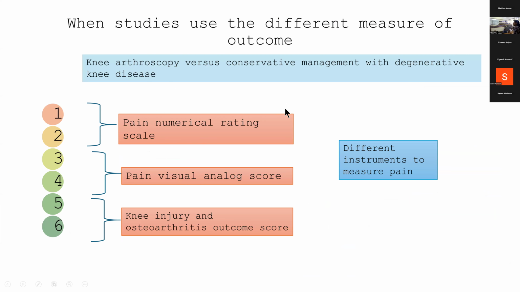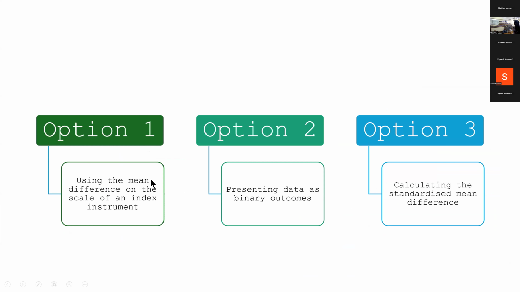Now what happens if each of the studies gives you different outcomes? For example, studies 1 and 2 are giving you pain score in the numerical rating scale. Studies 3 and 4 are giving you pain in the visual analog scale. Studies 5 and 6 are giving you the outcome in the knee osteoarthritis outcome score. So here you have different instruments to measure pain. So you have 3 options. The first option is you use one particular scale and convert everything to that scale. The second is you convert the data into binary outcomes. And the third is you use something called the standardized mean difference.